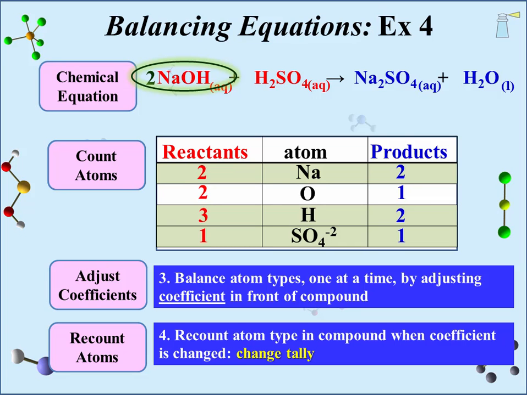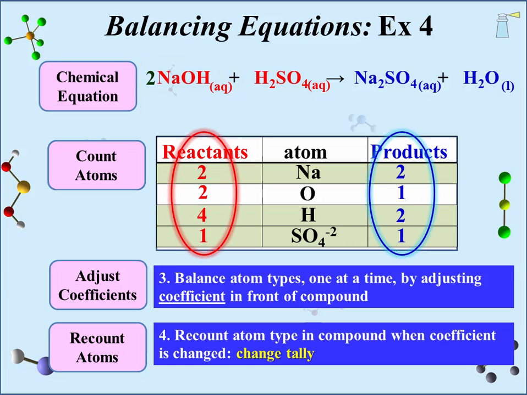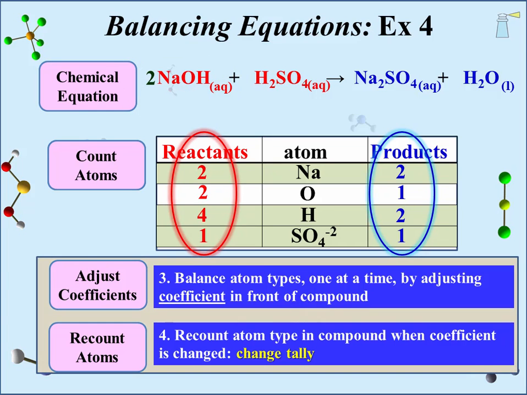Those 2 hydrogens from the sodium hydroxide need to be added to the 2 hydrogens in the sulfuric acid to give a count of 4 hydrogens on the reactant side. The tally comparison shows there still to be an uneven atom type count. Another round of steps 3 and 4 is needed.